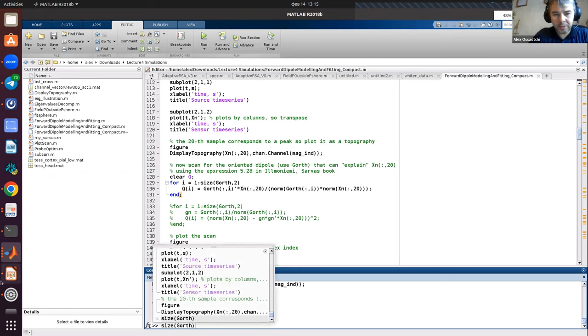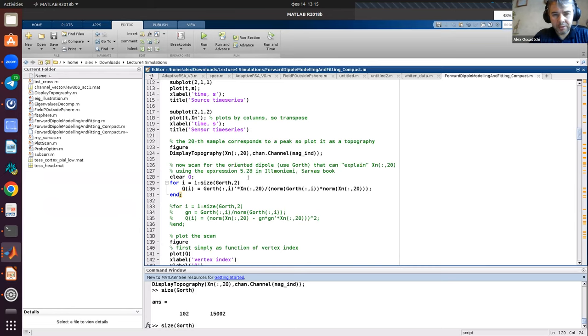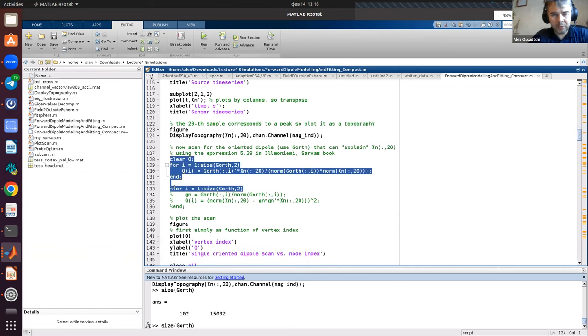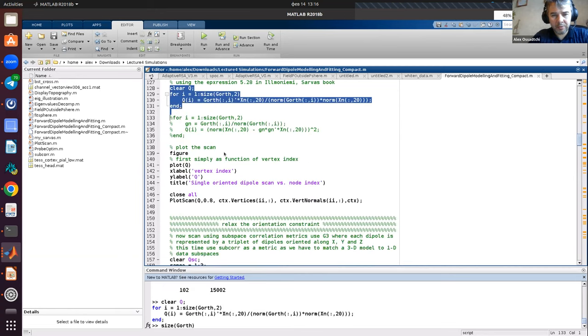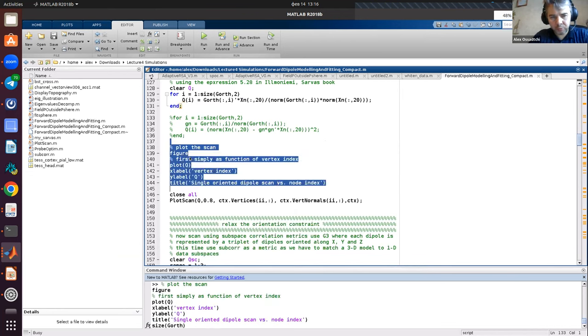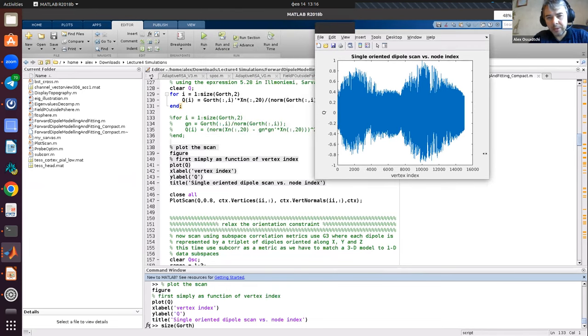This is exactly what's written here. We compute the cross product between the i-th column topography, corresponding to the i-th source of your forward model, and your data time slice that you have selected, and you normalize by the norm of each. Therefore, this is simply a cosine. So you can do this. It is important to look at this scan first this way. Let me explain what this is.